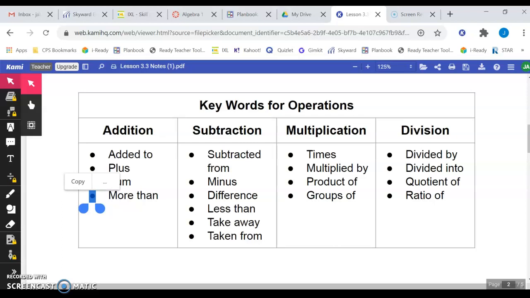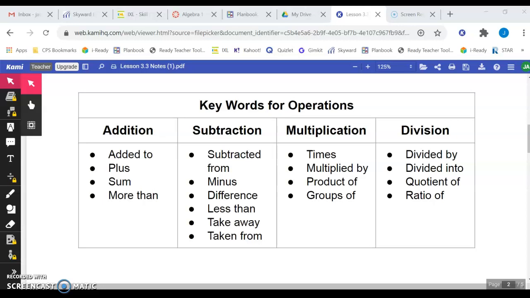Underneath here, I have a chart with keywords for operations. So if you're going to add, added to, plus, sum, more than, those are the words you're going to see in the word problem. If you're going to subtract, you're going to have subtracted from, minus, difference, less than, take away, taken from. Then if it's multiplication, you might see times, multiplied by, product of, or groups of. And then if it's division, you might see divided by, divided into, quotient of, or ratio of.